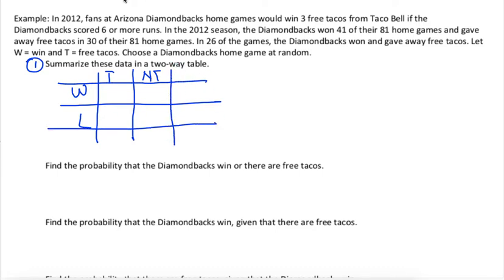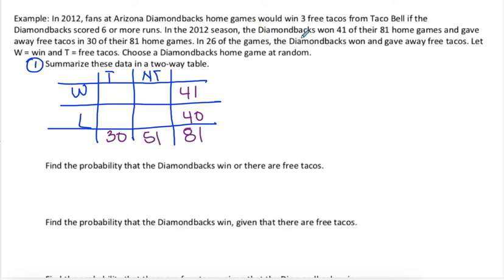As I fill these in, looking back at the data, it says they won 41 of their 81 games. So that's a total, and they told us the overall games they played was 81. That tells us that they lost 40 of those 81 games. They gave away free tacos in 30 of their 81 home games. All right, so free tacos happened 30 times, which means no free tacos, sad day, 51 times.